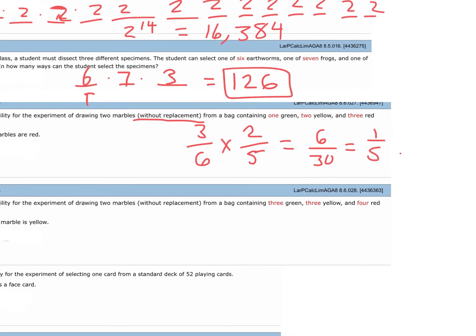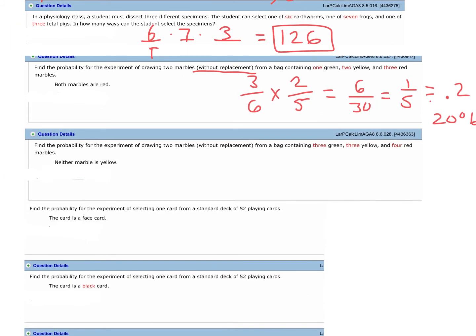If you want to, you can leave it as a decimal or a percent. So either way would work. 1 divided by 5 would give us 0.2. So if you put 0.2 as your answer, totally fine. Or 20%. Any questions there?